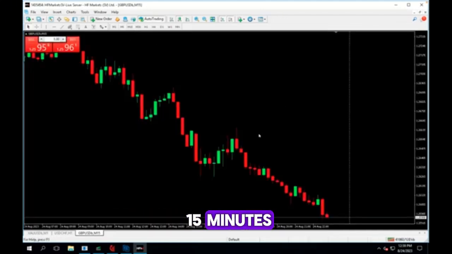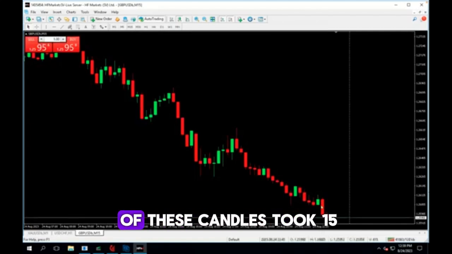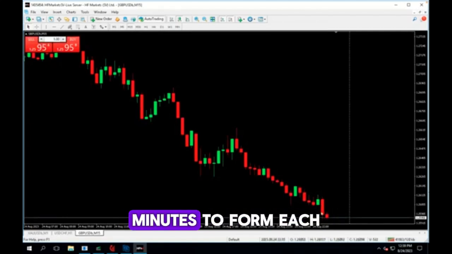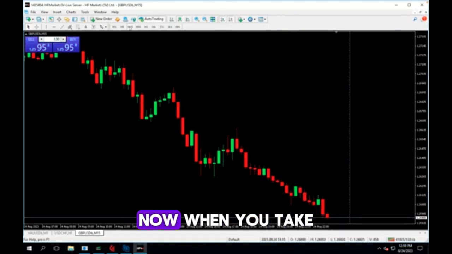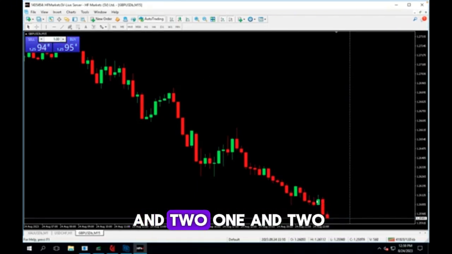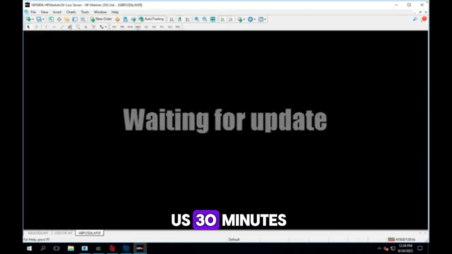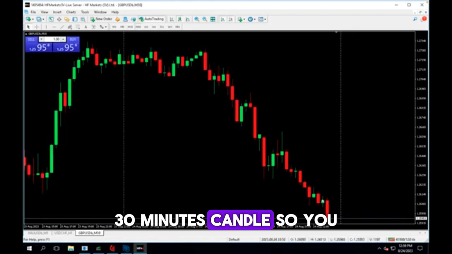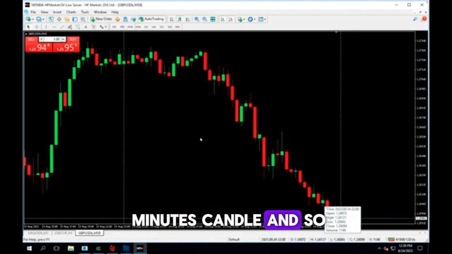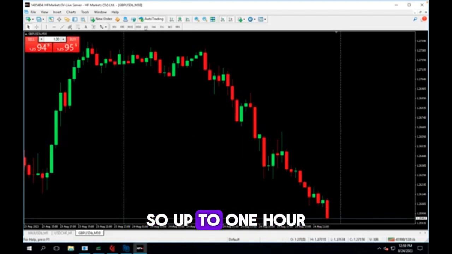Let's click on the 15 minutes. Each of these candles took 15 minutes to form. When you take two 15 minute candles, 1 and 2, the two of them will give us 30 minutes. So you have your 30 minute candle, and so on like that, up to 1 hour.